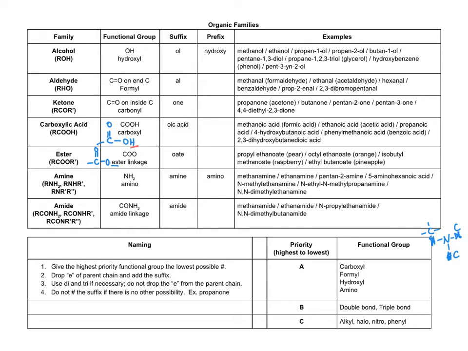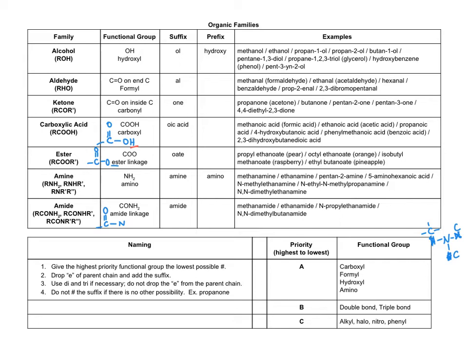The amide is like the esters. So it has the C double bond O, but now it's single bonded to a nitrogen instead of an oxygen. And there you go, the amide linkage. If you've taken biology or have some experience with linking amino acids together, forming peptide bonds, those peptide bonds are amide linkages.